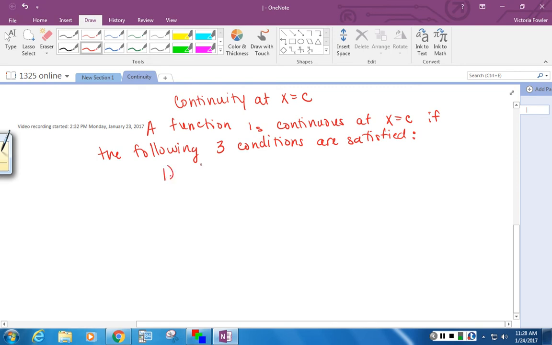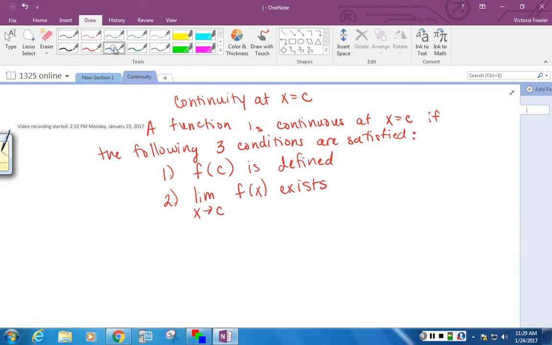Well, the first one says that that function will be defined where x is c. So that is to say that f of c is defined. I plug in x equals c into my function and it gives me a y value. It's defined there. The second condition says that the limit as x approaches c of this function we're calling f would exist. Okay, the limit exists.